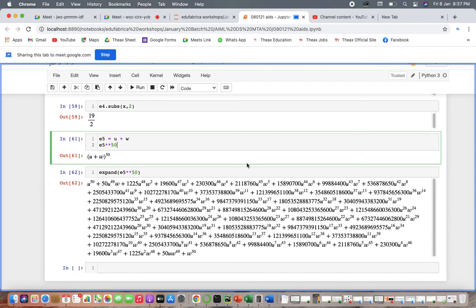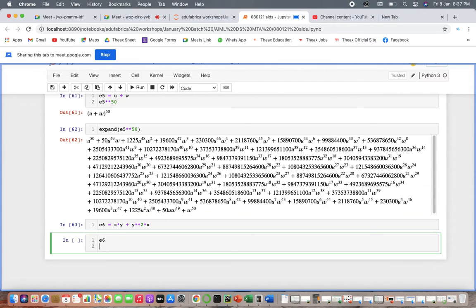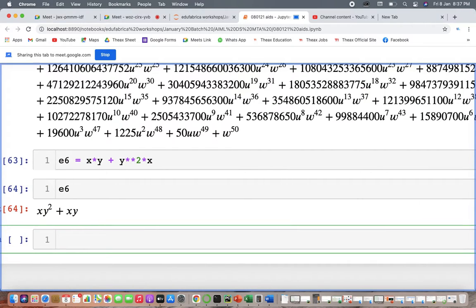Cool. Now, going to the next thing. Now, if an equation is there, E6, which says x multiplied by y plus y square minus x, or y, something like this. So this says x y square plus x y. If we factorize this quickly, what will be the factorization? xy times (y plus 1). Yeah?